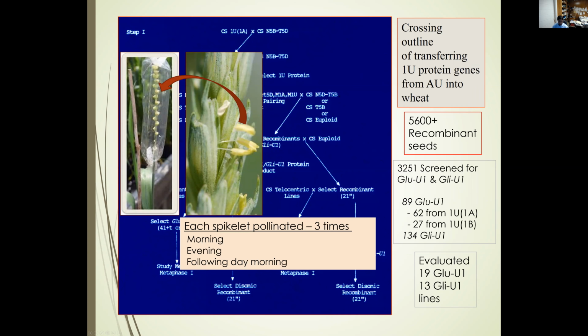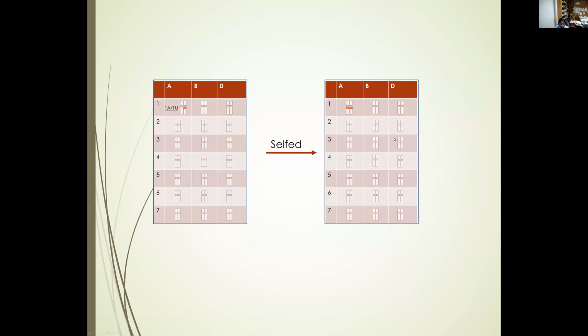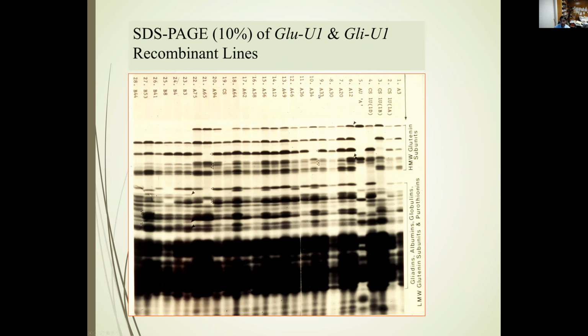After emasculation, I pollinated three times: morning, evening, and the following day, the same spikelets. That was the reason for that success. Then when you have the recombinant line, you do the selfing. So we have some recombinant lines, some are homozygous, some are heterozygous. All the A lines are glutenin recombinants. All the B lines are gliadin recombinant lines.